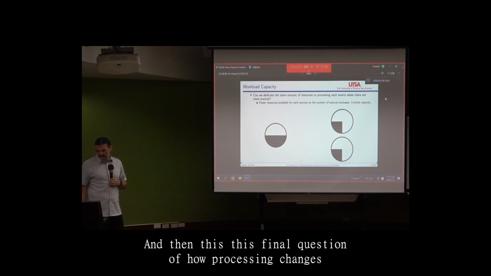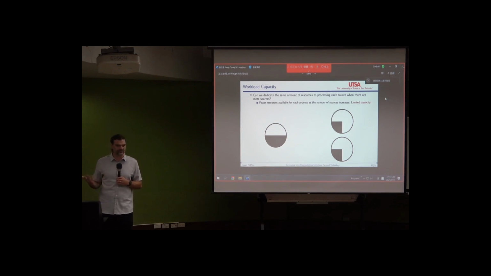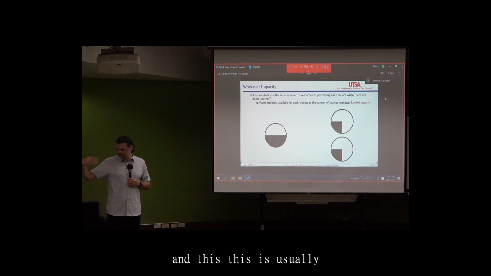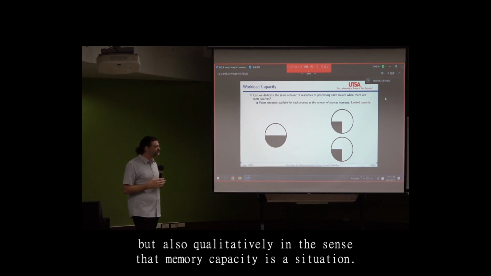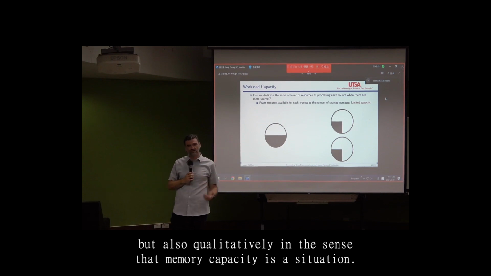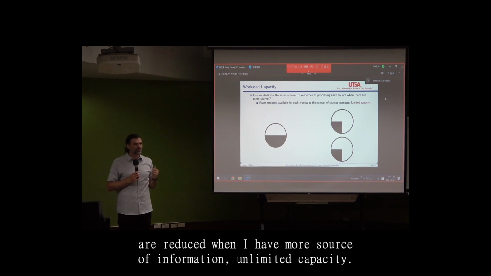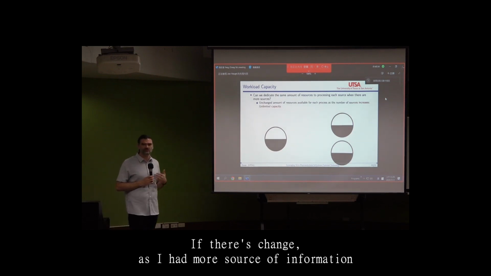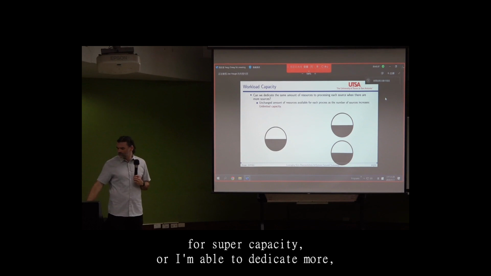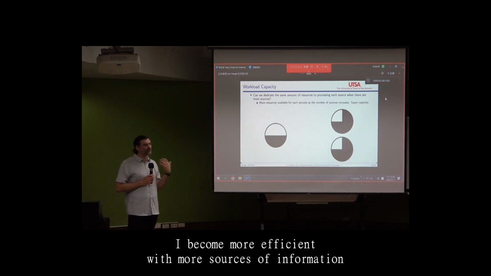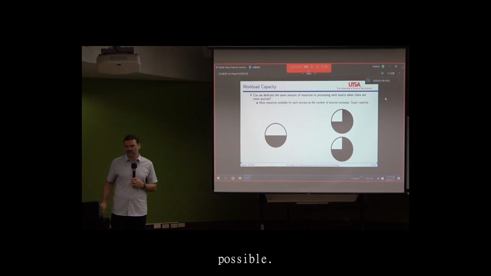And then this final question of how processing changes as we add more sources, the question of workload capacity in SFT terms. And this is usually assessed both quantitatively, but also qualitatively in the sense that limited capacity is a situation where whatever resources I have to dedicate to the processing source of information are reduced when I have more sources of information. Unlimited capacity, if there's no change as I add more sources of information. Or supercapacity, if I'm able to dedicate more or become more efficient with more sources of information possibly.